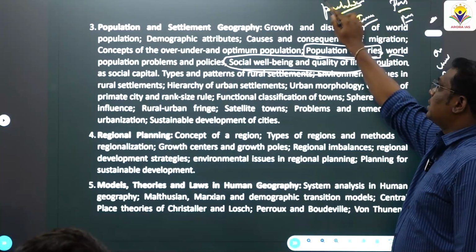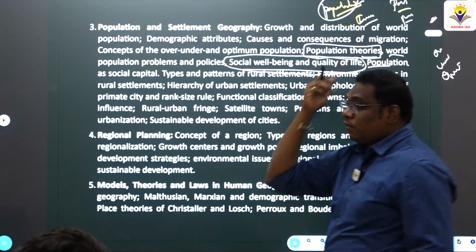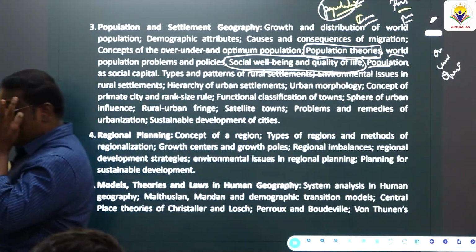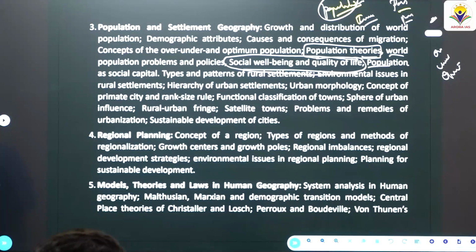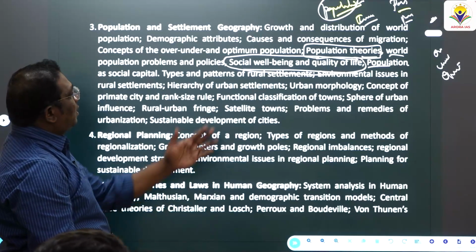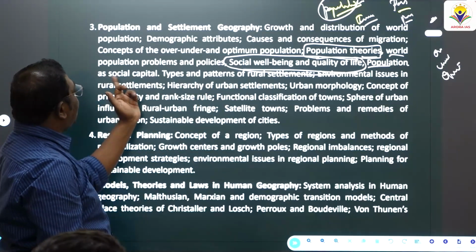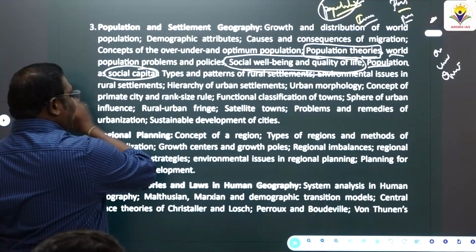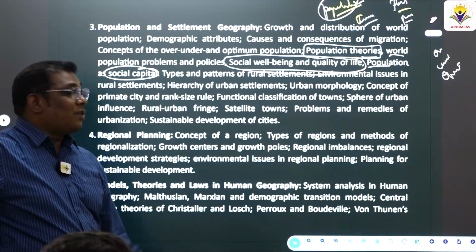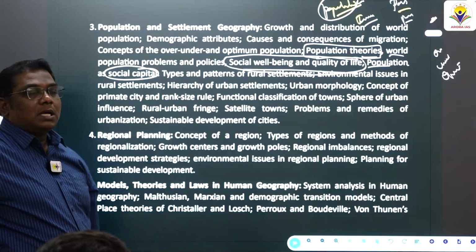From many angles population can be seen. If you are properly skilling your population, you are converting resources into investment. If you are not giving skills, you are converting your population into a problem. So that is why population as a social capital: whether you are converting it into a social capital or into a social problem, we will see that.